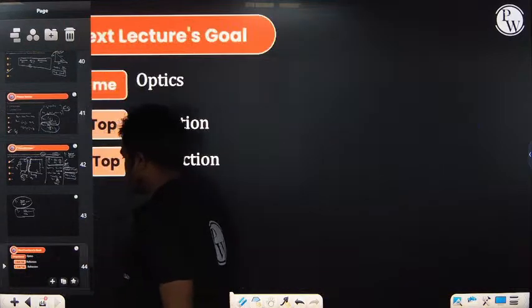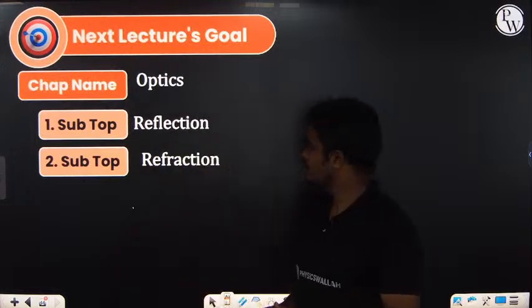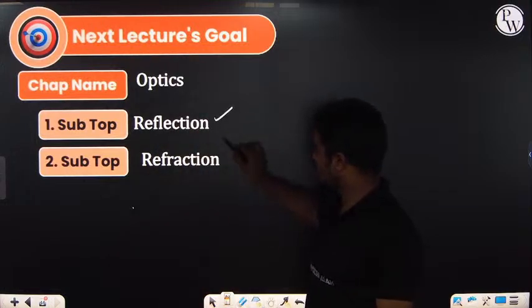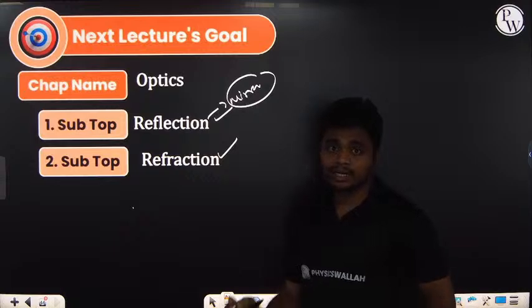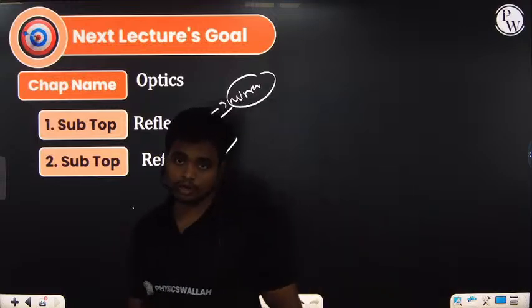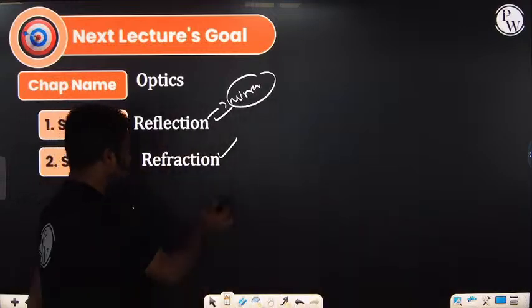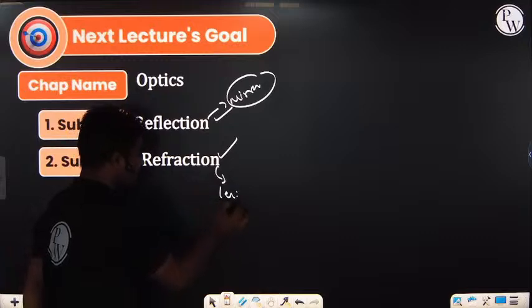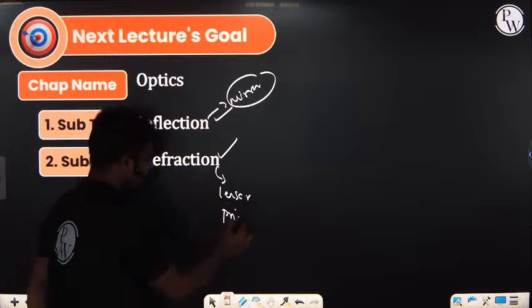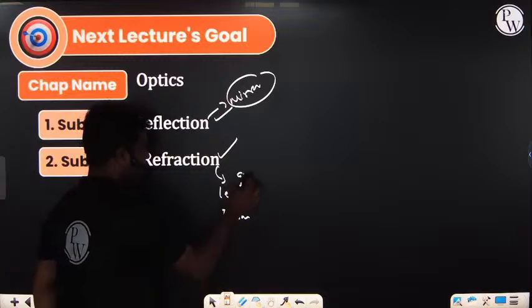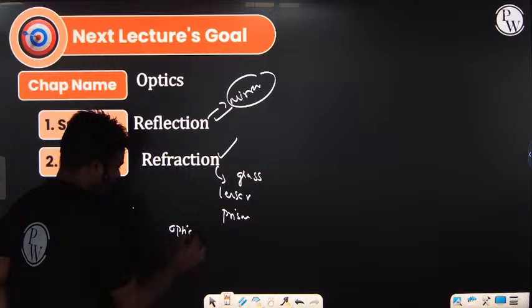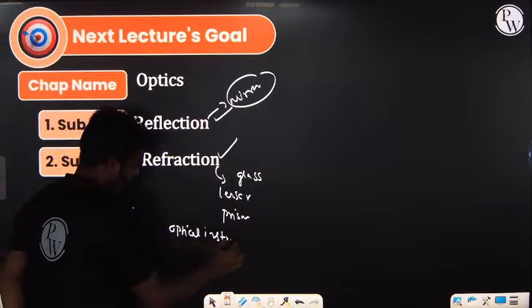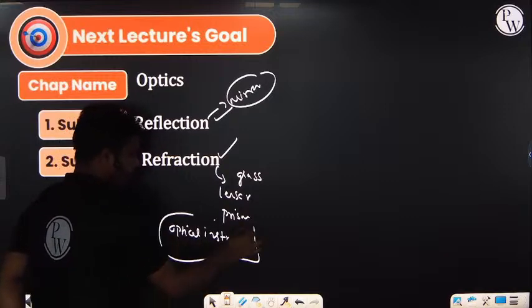Tomorrow we'll be discussing optics. Yes, the highest weighted chapter we can say. Reflection is there, refraction is also there. Reflection is for the mirror. We'll be discussing different types of mirrors: spherical mirror, concave mirror, convex mirror, and their image formation. Next we have refraction. In refraction we'll have lenses, the prism, and the glass slab as well. And the last part will be optical instruments. These are the topics we will try to cover tomorrow.